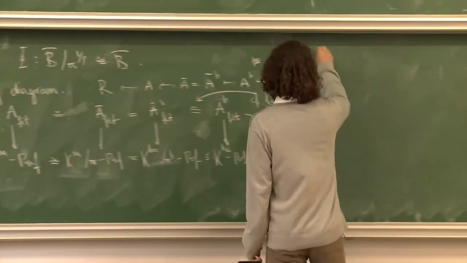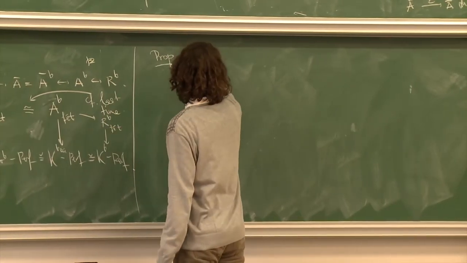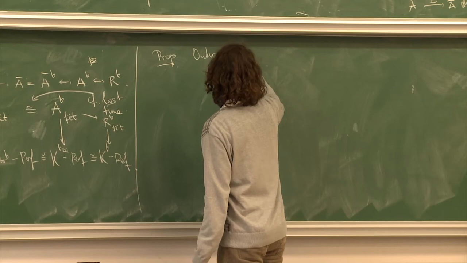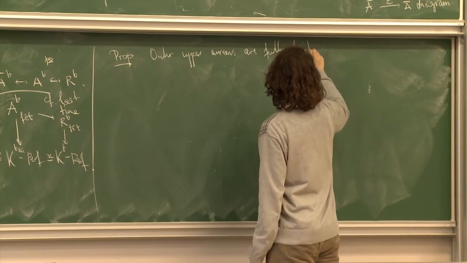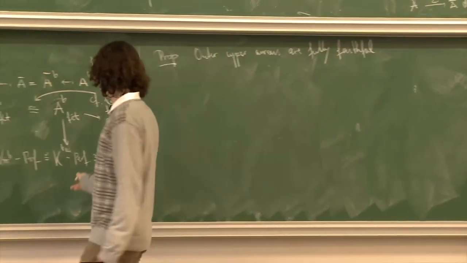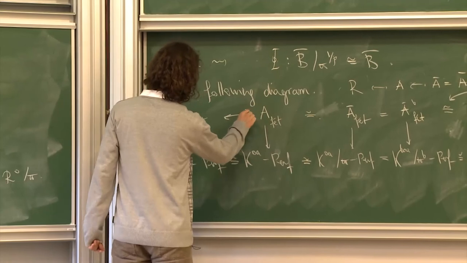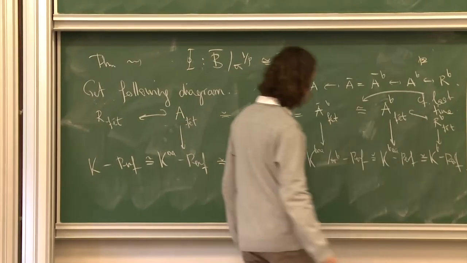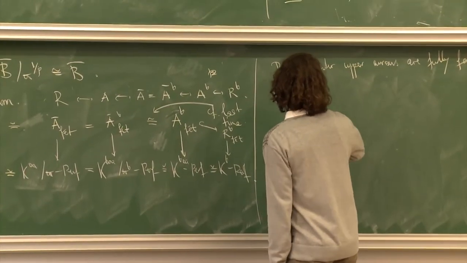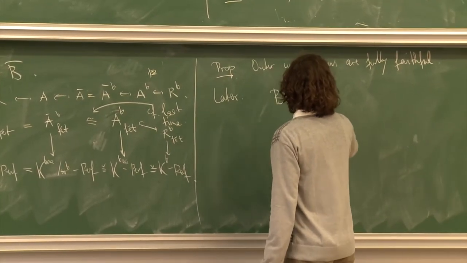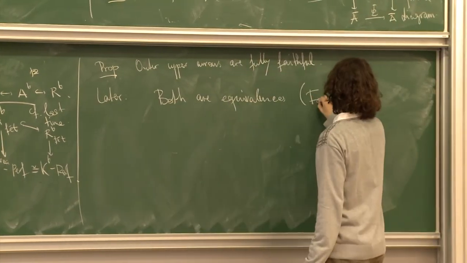And the first observation is that this diagram automatically implies the proposition that the outer upper arrows are fully faithful. Because this here is an equivalence and one gets the same algebras here. So we have these inclusions. And later we will prove that both are equivalences. So this is known as Faltings' almost purity theorem.